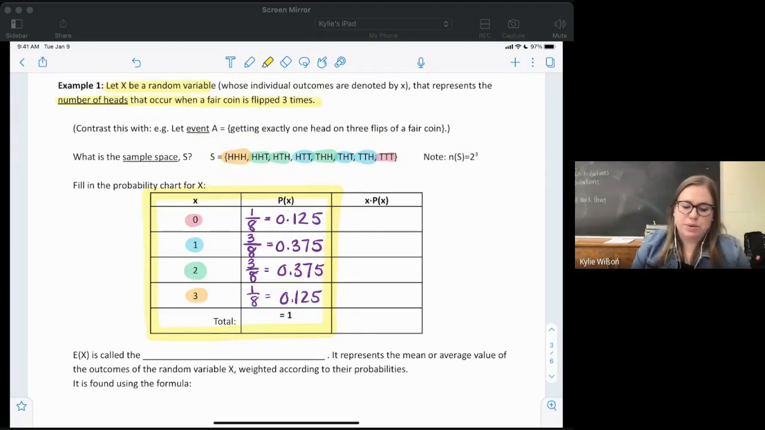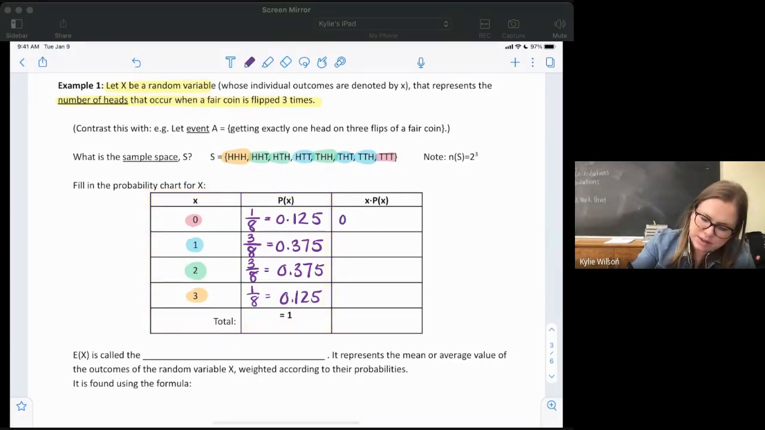Now what we're going to do is determine our expected value for this. Instead of writing it all out, very often you'll see a third column added to your chart, where we take the outcomes and multiply them by the probabilities. Then we can just add those all together to find the expected value. So that's exactly what I'm going to do.